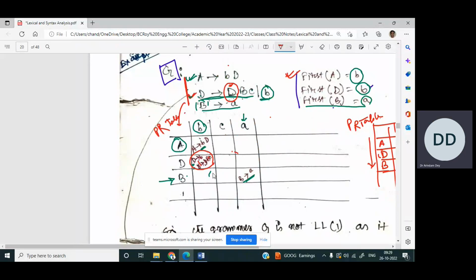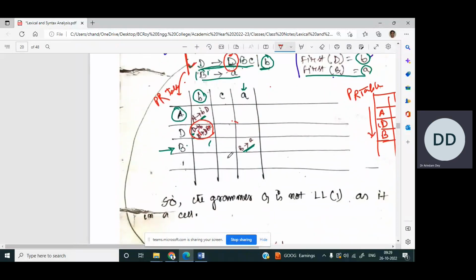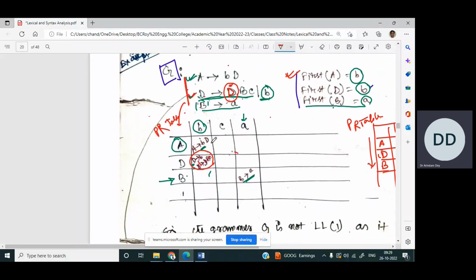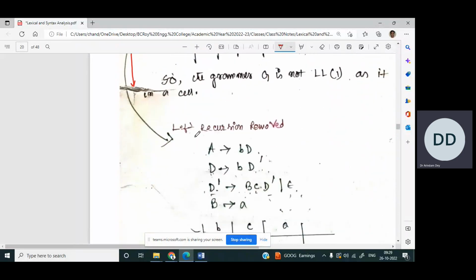Yes, because in the second example, if I am removing the left recursion from the grammar, D to DBC or B, this is the left recursion, and you know how to remove the left recursion. So in this arrow, you can check that I am removing the left recursion from the grammar, and the same grammar I am processing. Now the grammar is left recursion free. The left recursion is being removed.